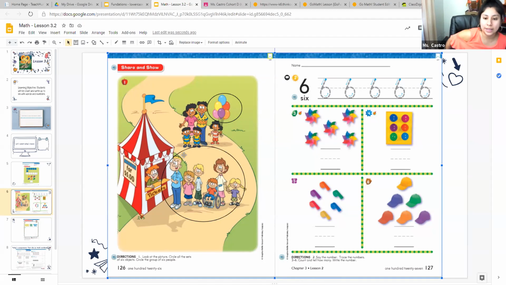Now we're gonna go on to the next page. On the next page, they want us to trace the number 6. So go ahead and remember, boys and girls, start at the blue dot, go down and around and form the number 6. So everyone's tracing the number 6 till you get to the end.